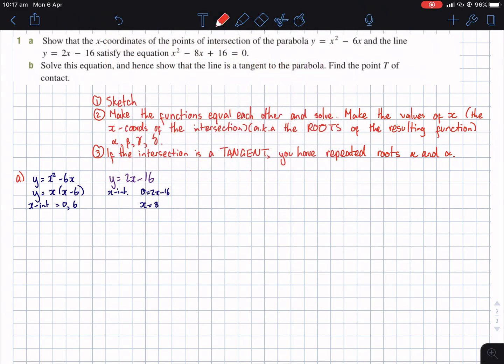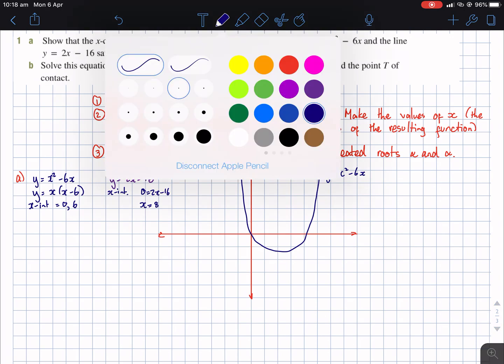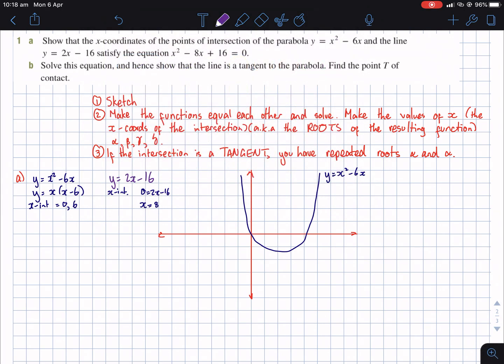So let's sketch these. We're not going to do a great job at all. 0 and 6, it's going to come through like that. I haven't figured out anything else about it. So that's y equals x squared take 6x. And then I'm going to do the line 2x take 16. Well, I know it goes through the y-axis at negative 16, and that's going to cut through there, yeah?